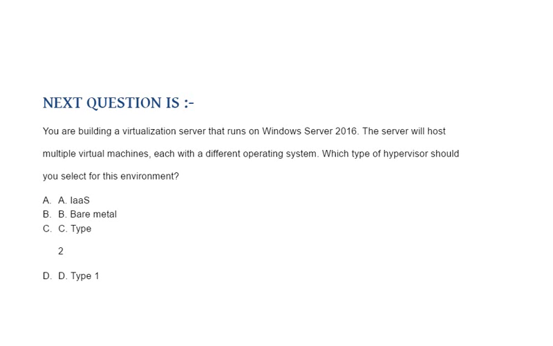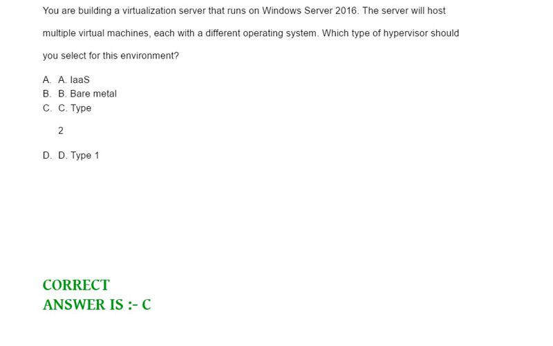Next question is, you are building a virtualization server that runs on Windows Server 2016. The server will host multiple virtual machines, each with a different operating system. Which type of hypervisor should you select for this environment? Option A, IaaS. Option B, bare metal. Option C, Type 2. Option D, Type 1. Correct answer is option C.